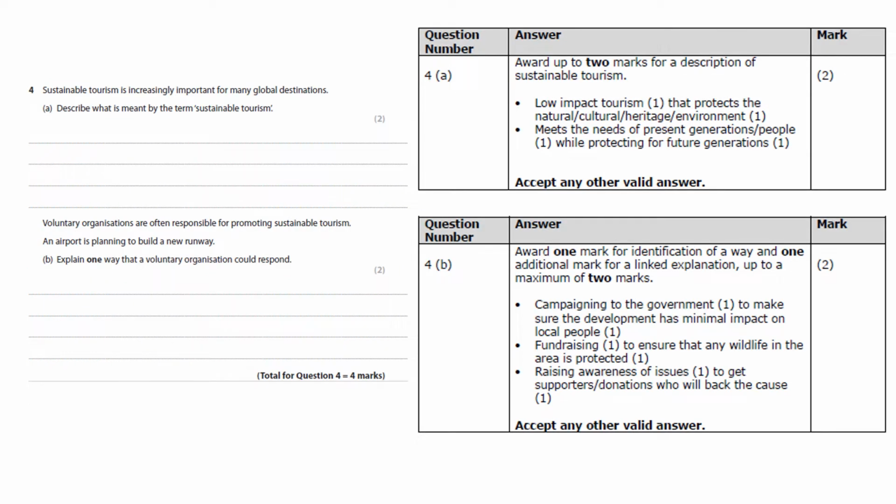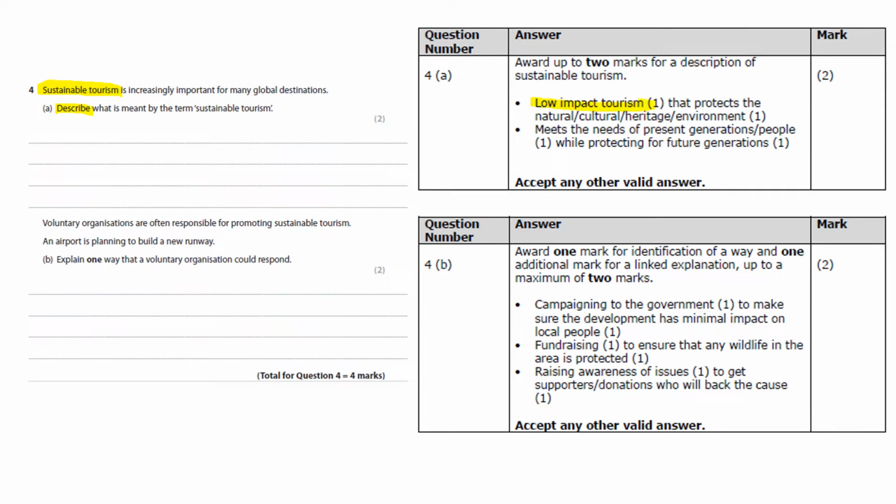Okay, question 4. Now this is looking at sustainable tourism. The first question specifically asks you what is meant by the term sustainable tourism. Now the question says describe, so you don't have to give an exact definition. Personally, I would use the definition that it's tourism that meets the needs of today without harming the ability of future generations. But that's really quite waffly. What you can do is use the answers over here. So what they're looking for are 2 of these types of things.